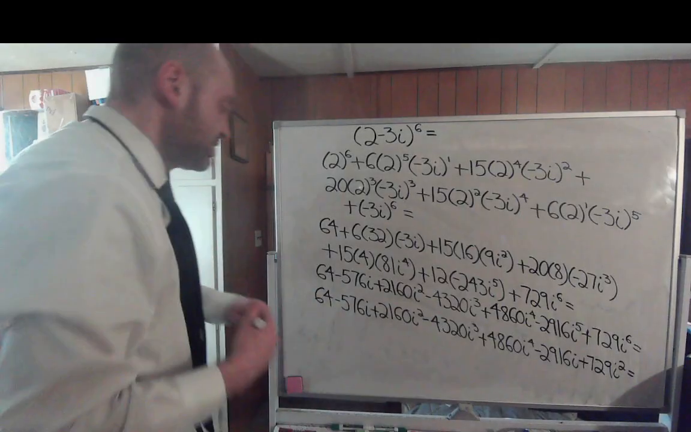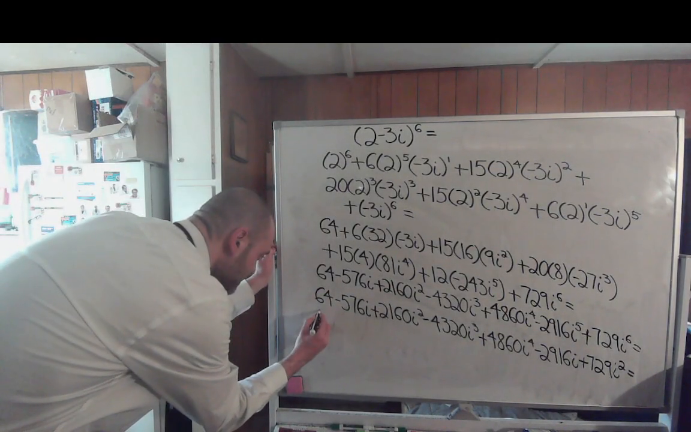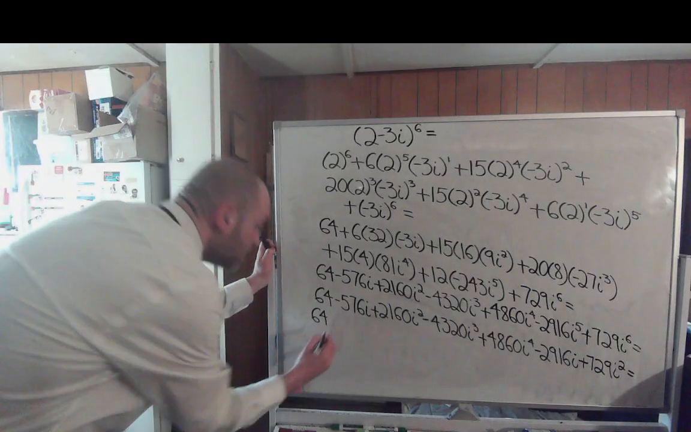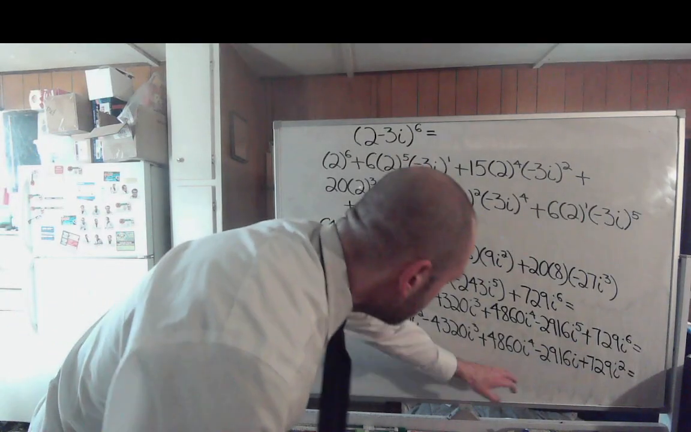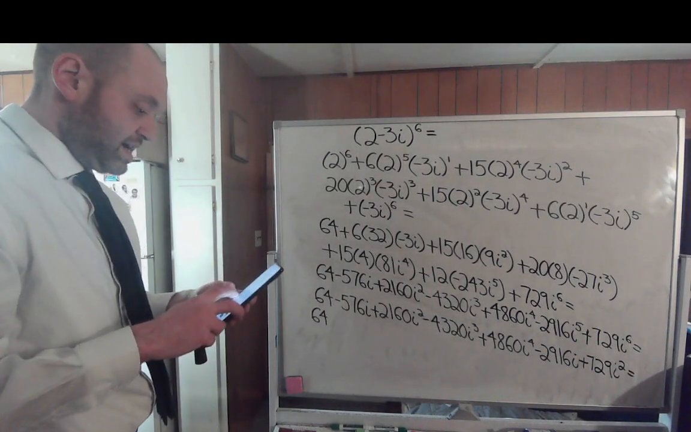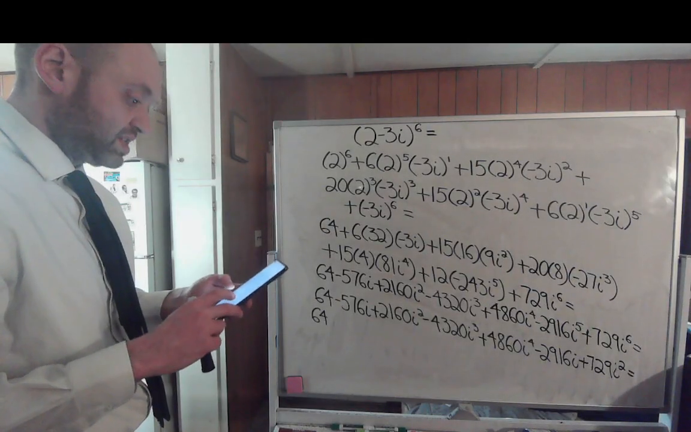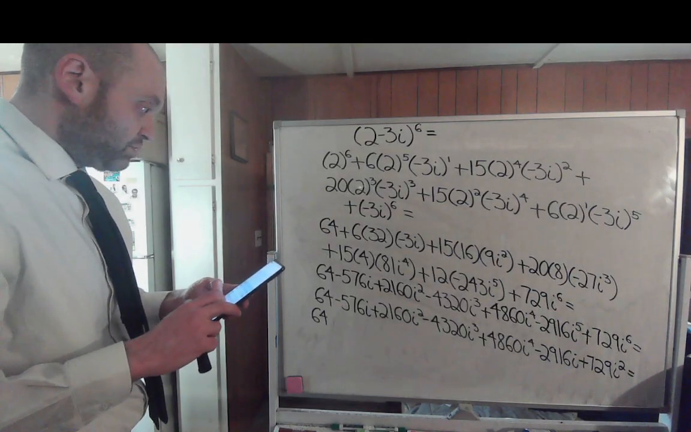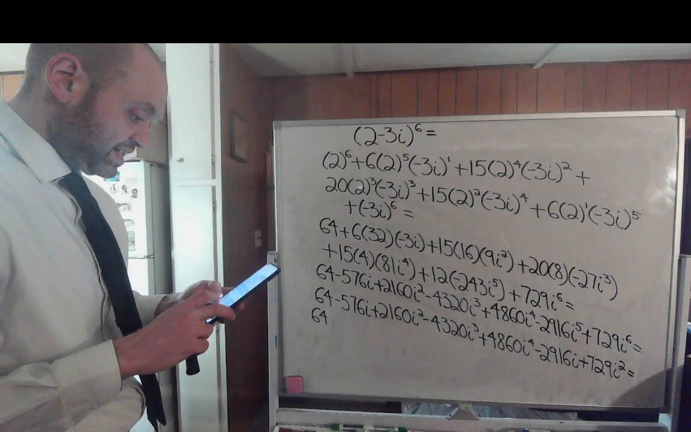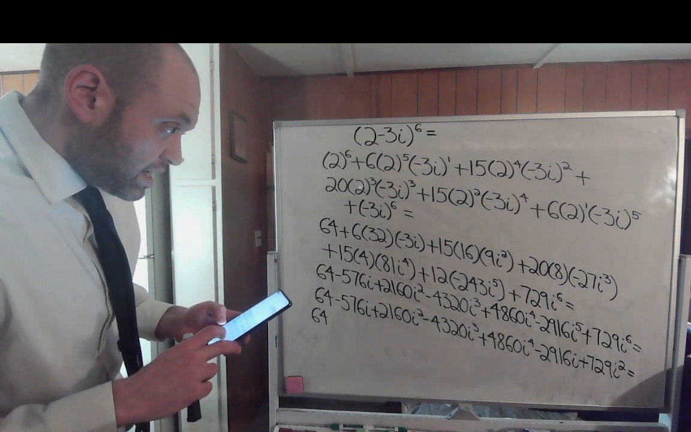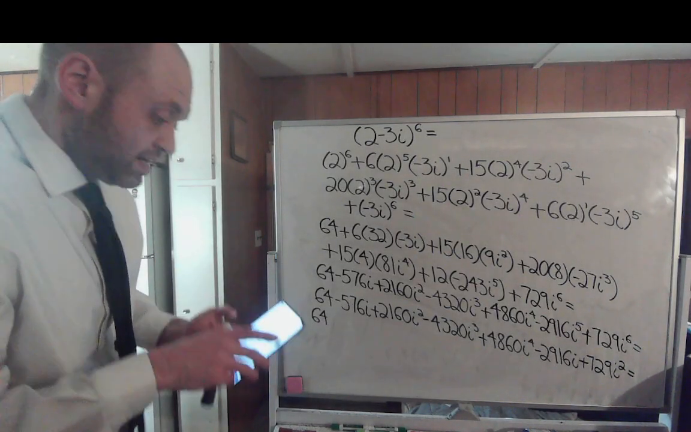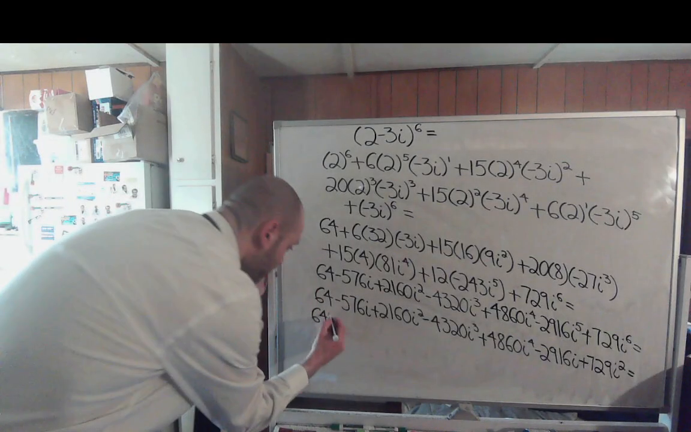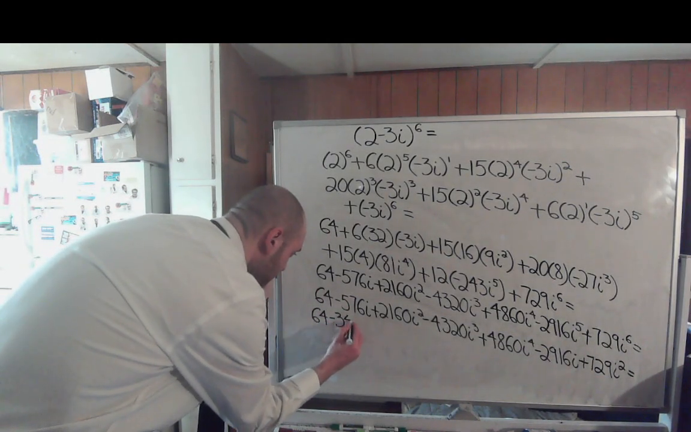Now we can collect like terms. So you'll end up with 64. Now you'll have minus 576i minus 2,916i. So we can collect those terms and simplify. So minus 576 minus 2,916, that's minus 3,492i.